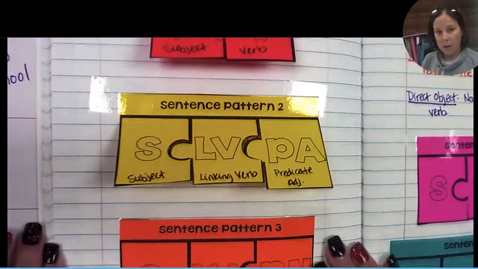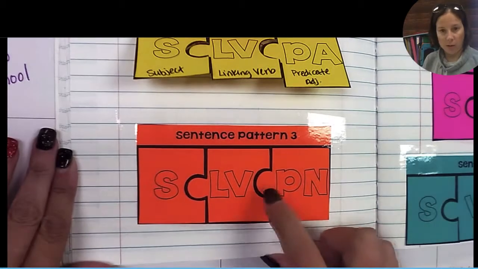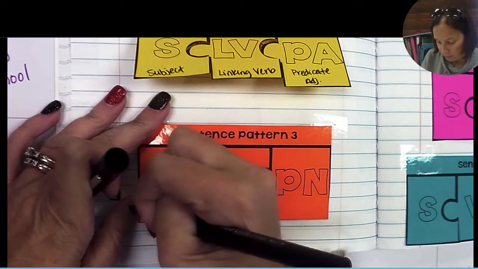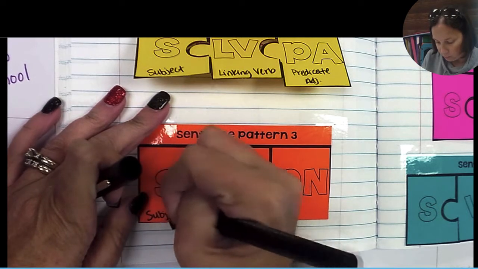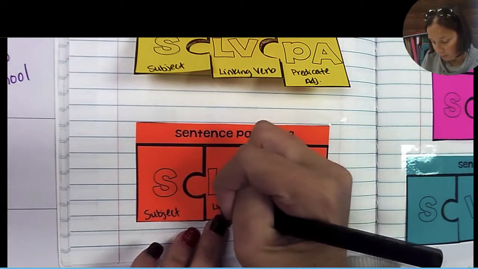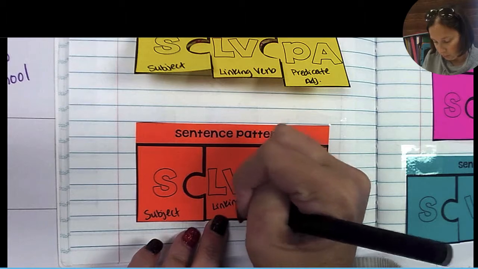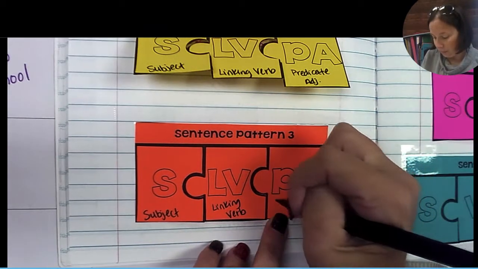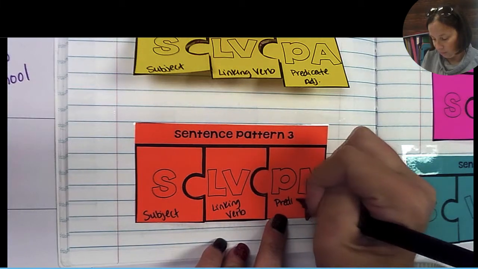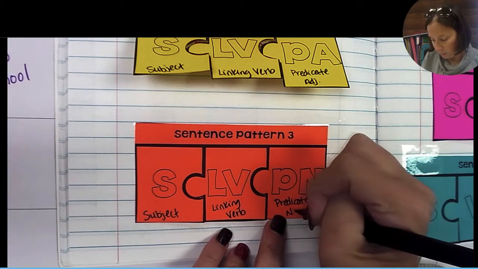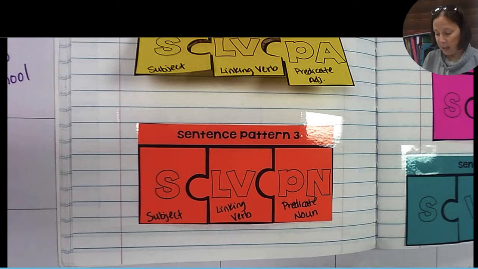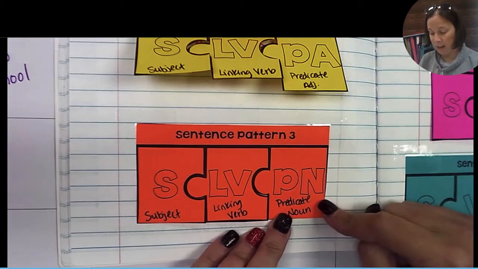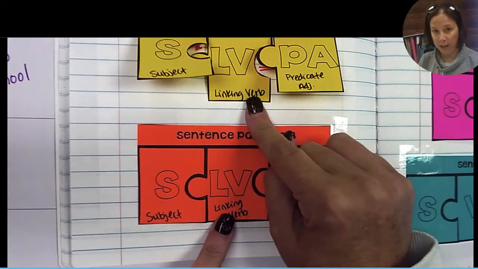Okay, the next one, our third sentence pattern, we have our subject again. We have our linking verb. And then we have our predicate noun. Okay, so once again, a predicate noun. So if you notice, both of these start with predicate. So the predicate adjective and predicate noun, they are both coming after linking verbs.